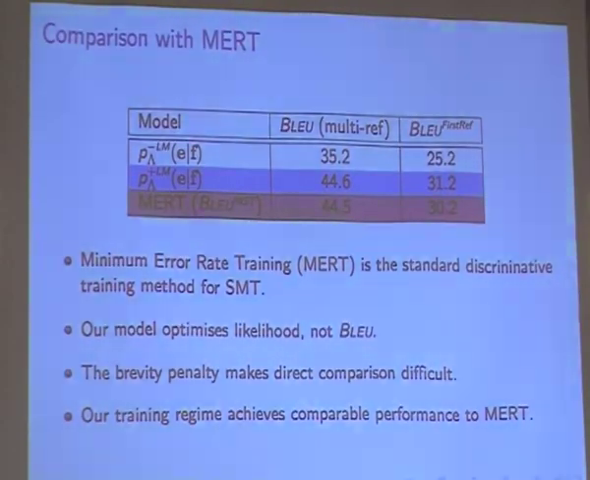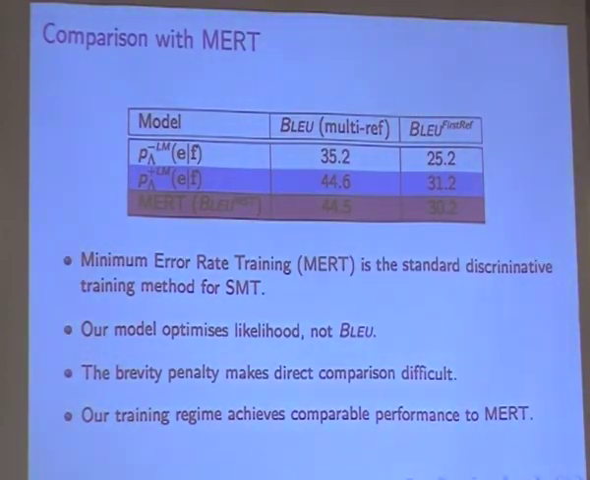I have an extra column here to show the BLEU score for a single reference, and that's because our model's only trained with a single reference. It has no concept of multiple references, whereas the MERT model is trained with multiple references. So we also see how it does when we just have the first reference, which is more what the model was trained to optimize, and we can see there it does quite well. So we're not getting amazing results, but we're getting in the ballpark of an existing translation model.